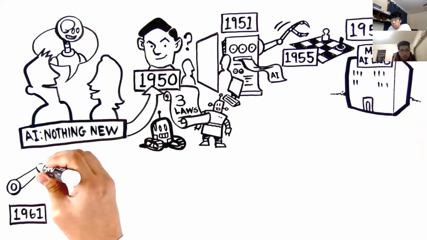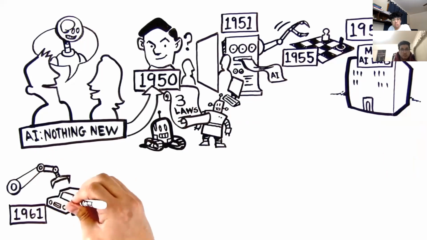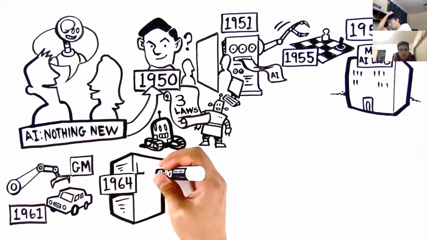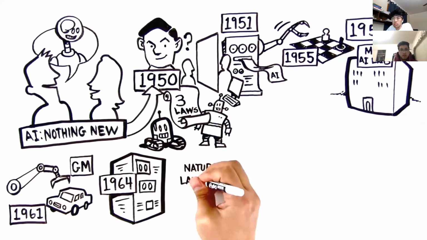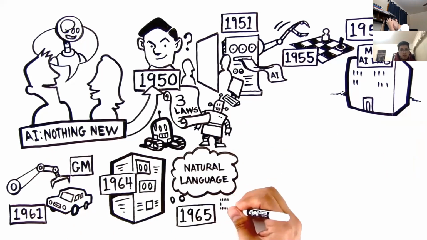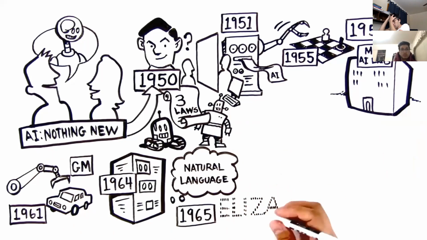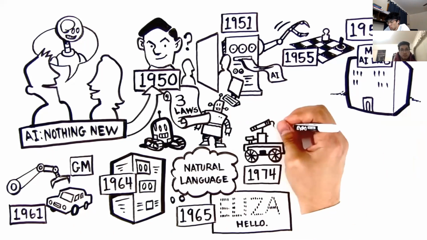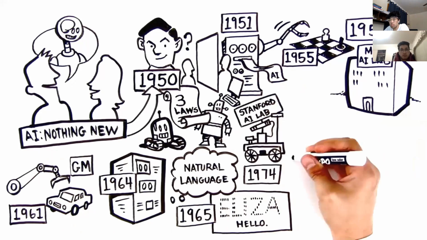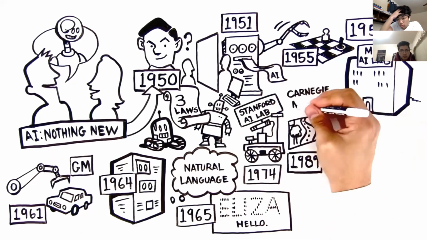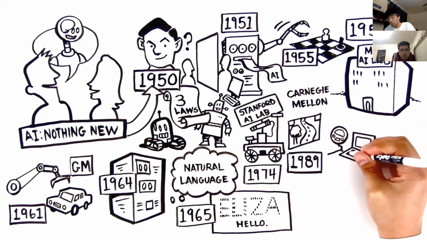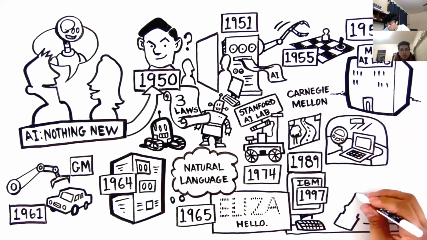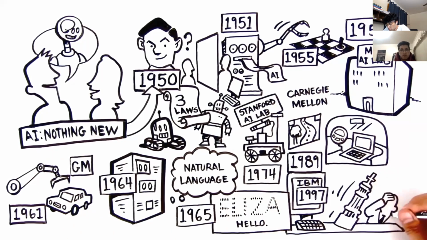In 1961, the first robot is introduced into GM's assembly line. 1964 saw the first demo of an AI program which understands natural language. In 1965, the first chatbot, Eliza, was invented. In 1974, the first autonomous vehicle is created at Stanford AI Lab. In 1989, Carnegie Mellon creates the first autonomous vehicle using a neural network. In 1997, IBM Deep Blue beats Garry Kasparov at chess.